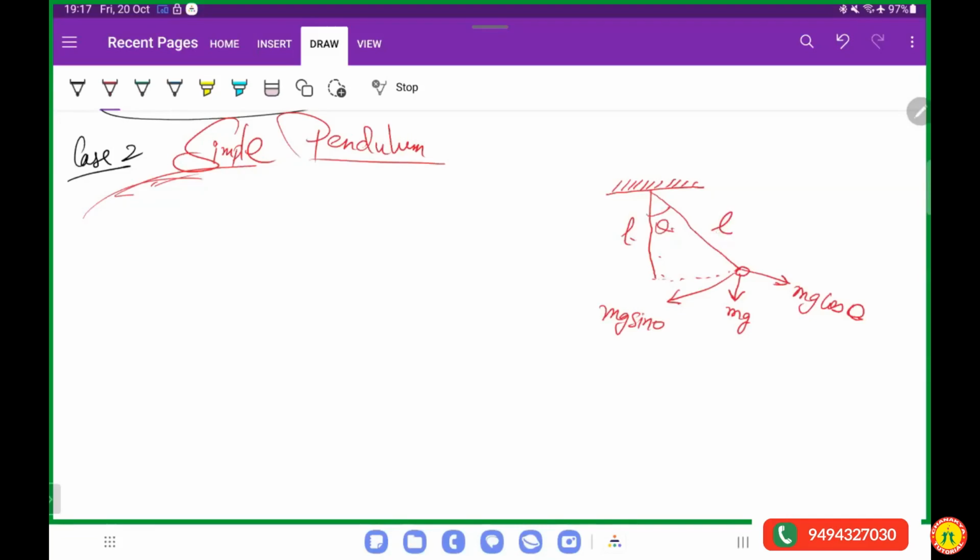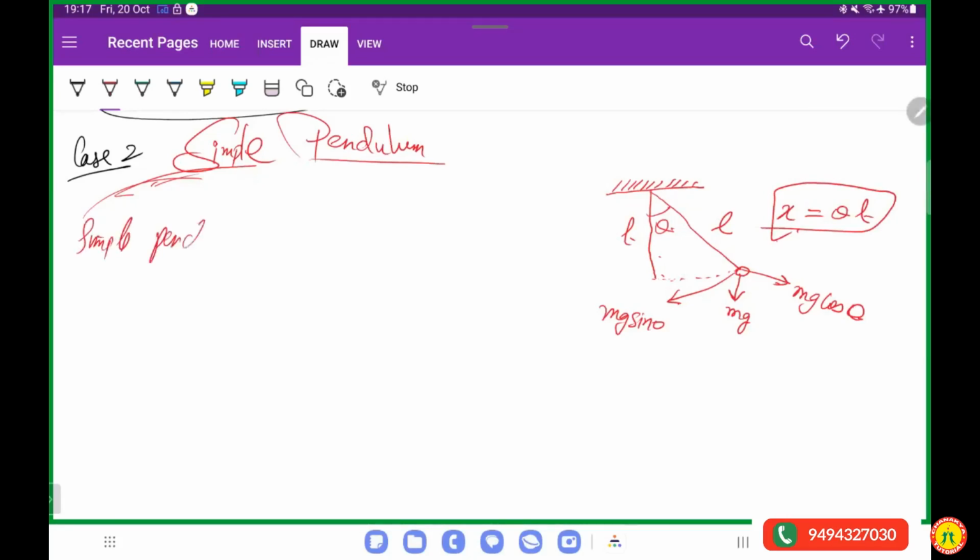So x is what? Distance, and theta is your angular displacement. So the relation between linear and angular displacement is r theta. The difference between linear and angular is r theta.